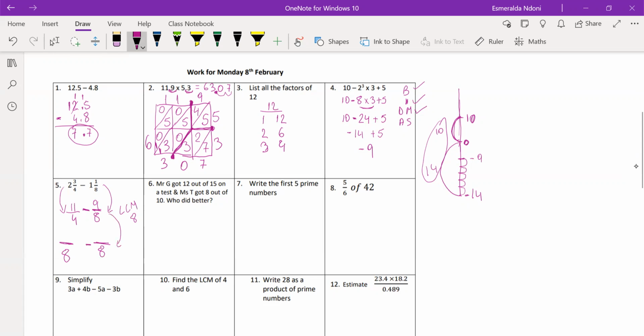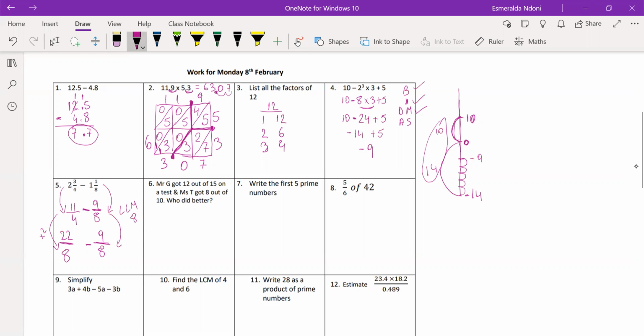Now this fraction is already out of 8, so it's nothing I need to do to it. So I just leave it as it is. This other fraction, you ask yourself, how did 4 become an 8? So it'll be times 2. So whatever I do to the bottom, I do to the top. 11 times 2, 22. Voila, we have the same denominator.